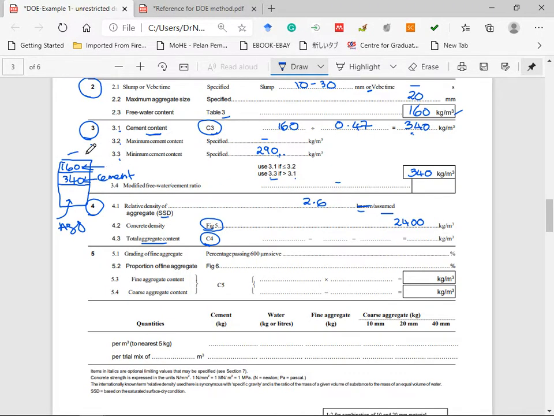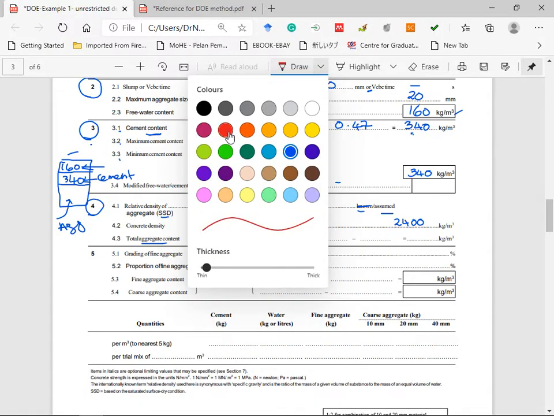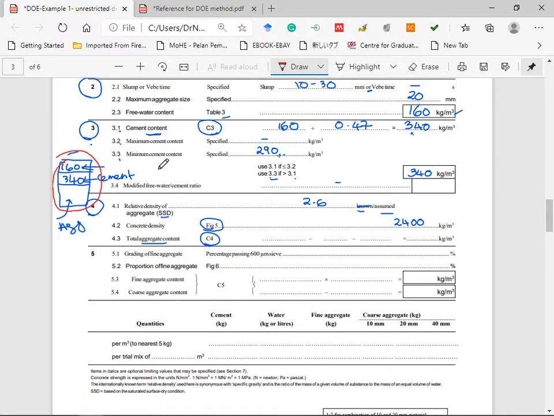So this one whole concrete here is 2,400. To get this amount is 2,400 minus cement, 340, minus water content, and the answer is 1,900. So next we go to stage 5.